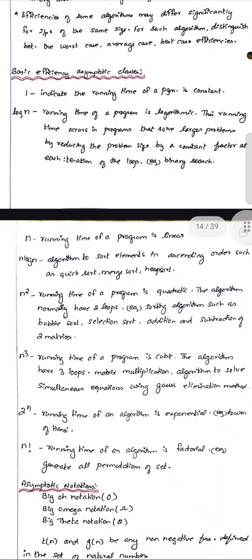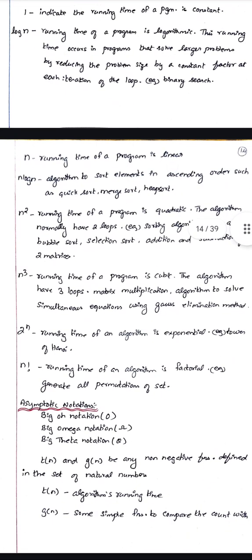Basic efficiency asymptotic classes. 1 indicates the running time of the program is constant. Log n: the running time takes a logarithmic value. This occurs when a program solves larger problems by reducing the problem size by a constant number, that will be log n. N: running time of a program is linear. N log n: algorithms that sort elements in ascending order, such as quicksort, merge sort, heap sort. These are all n log n.